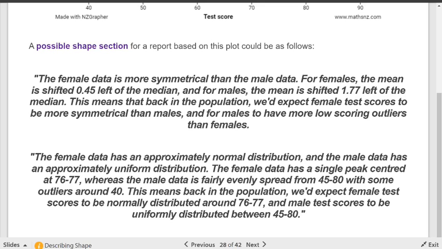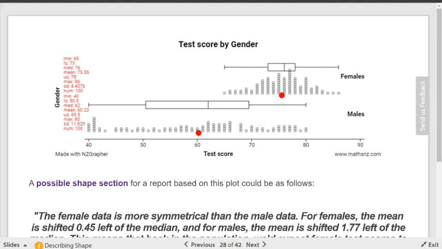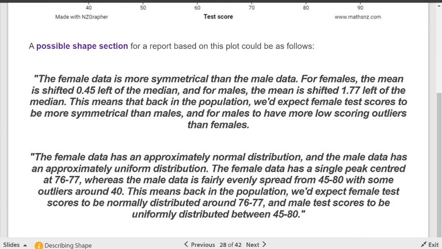That's where most of the data is. Okay? And then with some outliers around 40. This means back in the population, we'd expect female test scores to be normally distributed around 76 to 77 because that's where the peak is, right? And the male test scores uniformly distributed between 45 and 80. That's just the range, guys, right? 45 and 80. Notice that there's a gap here and then there's a few over there. So they didn't include those. All right? So very, very similar to what we've been doing.